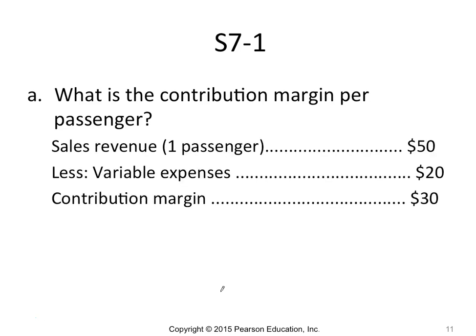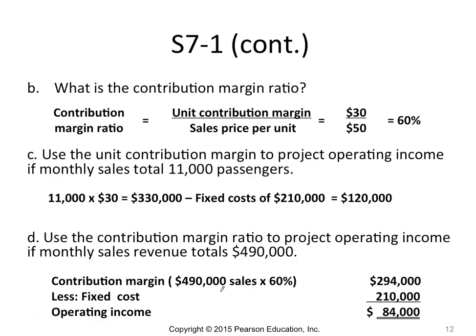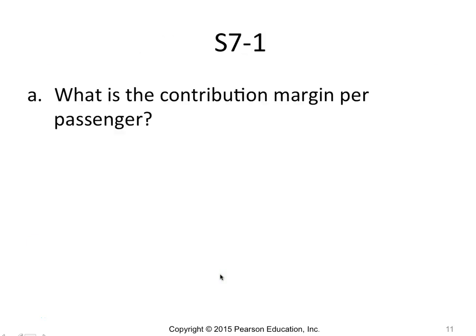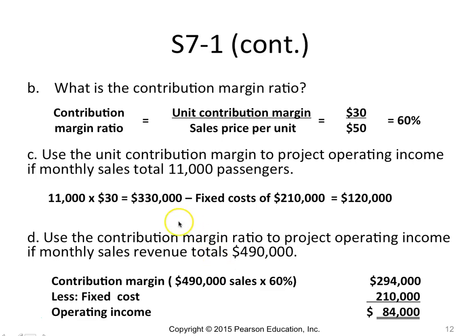So on the next slide, 50 minus 20 is 30 for A. We had that already. B, you get a 60%. Remember, we get a 60%. And for C, let's see, what do we get here? Do we do the calculation here? I don't think we did. So basically the same idea: we have the projected income if monthly sales total this amount. We're going to look for the operating income, so we look for the total.